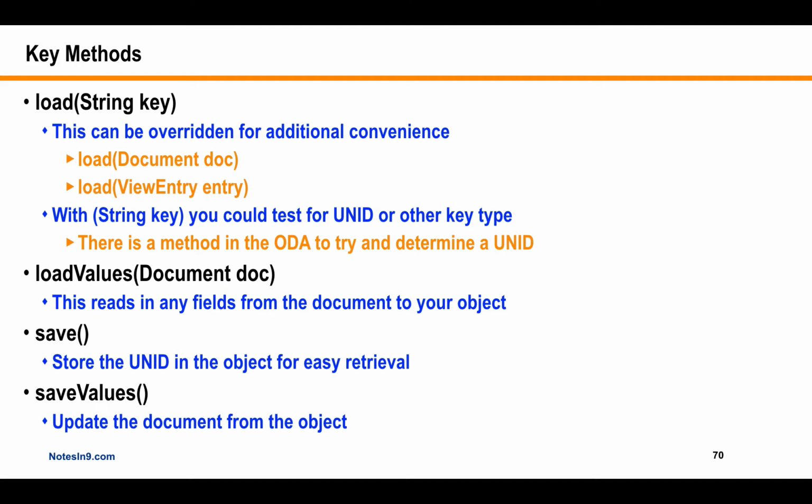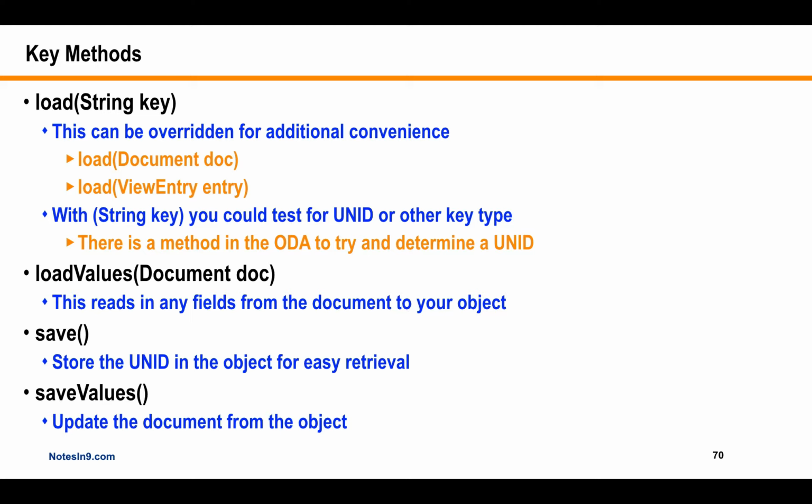So the key method here, and I guess I jumped ahead, but I should have waited, is the loader. With the load, I typically pass a string in, and that string is typically like an @Unique or something like that. But you can also override your load to pass a document in. So if you're doing a loop of documents or view entries, you can pass that in. And so you can load your object from any of those types. If you pass in a string, it knows how to get the right document. If you pass a document, well, it already has that. If you pass a view entry, again, it knows how to get the document. And then if you do a string, maybe you're using an @Unique key, or maybe it's a unit.